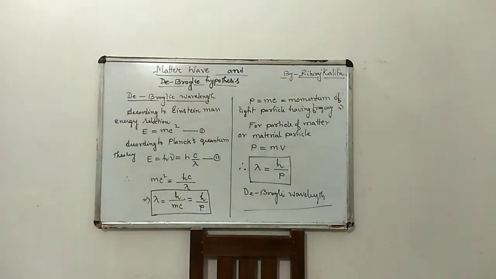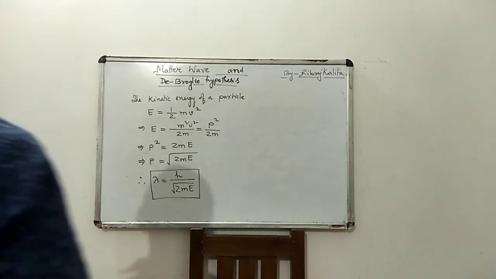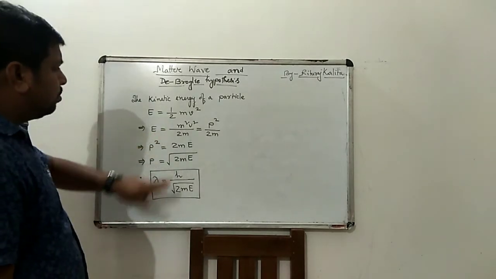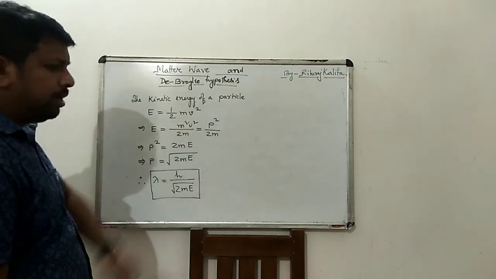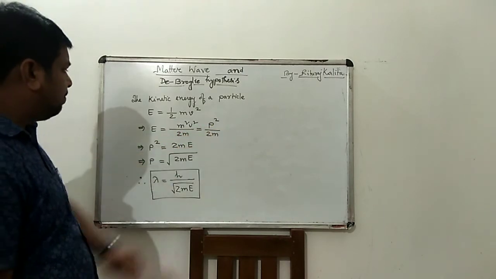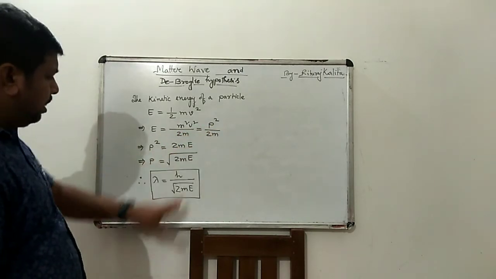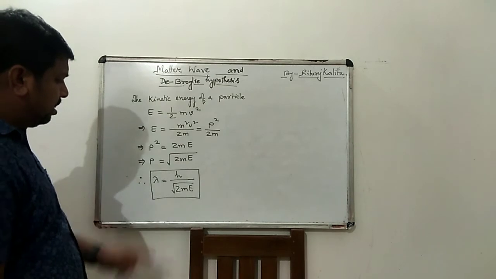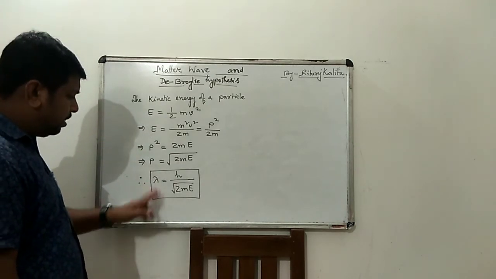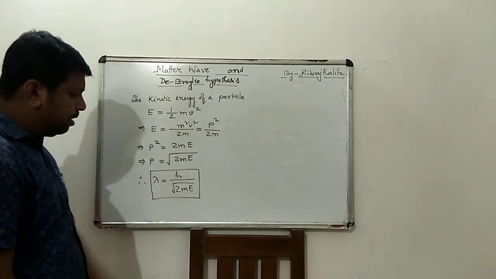Next, the de Broglie wavelength in terms of energy becomes like this. The kinetic energy of a particle, we know, E equal to half mv square. This E equal to m square v square divided by twice m. That means mv is momentum, so it's p square by twice m. So p square equal to 2mE, then p equal to root over twice mE. That means de Broglie wavelength, lambda equal to h by p, becomes lambda equal to h by root over twice mE.